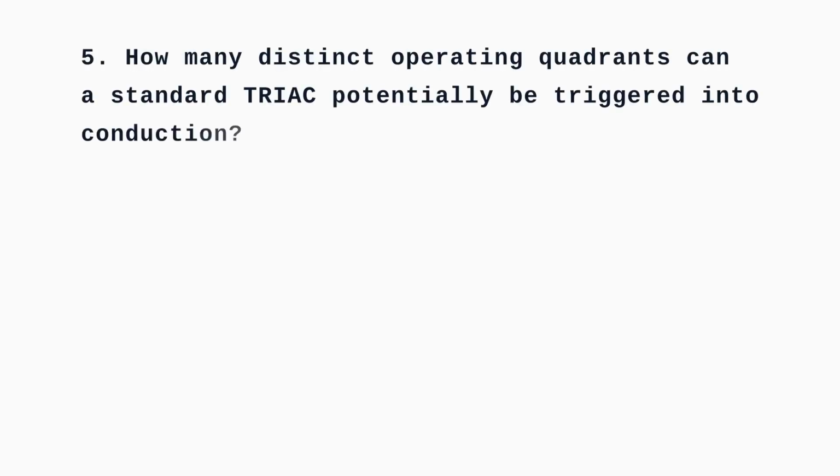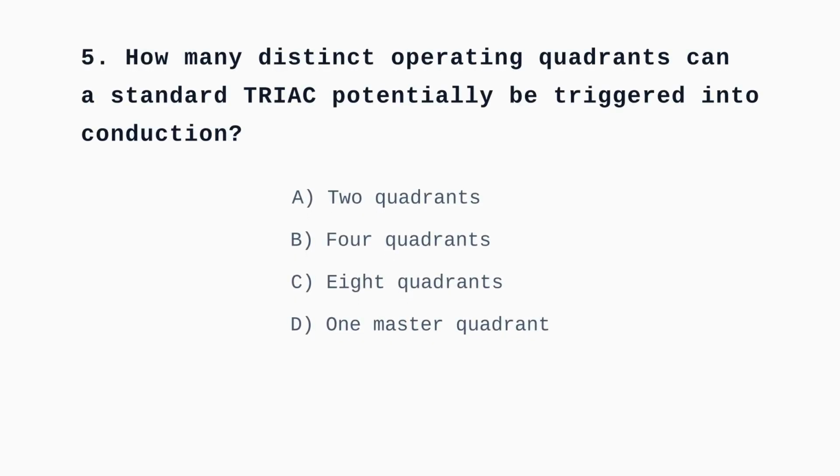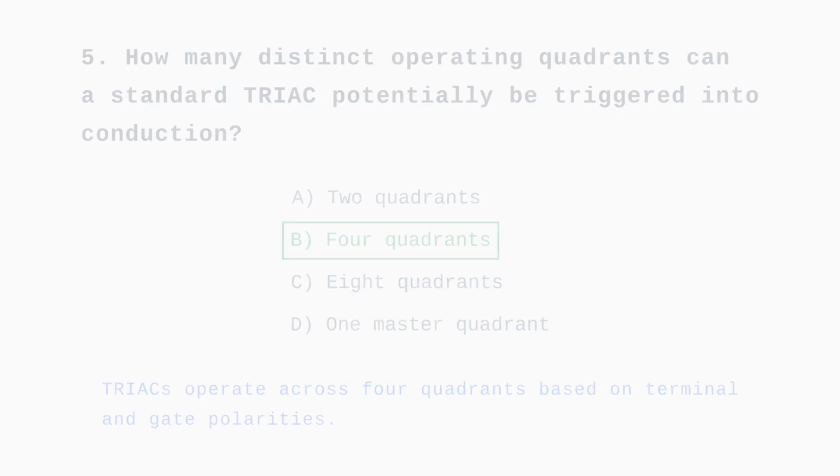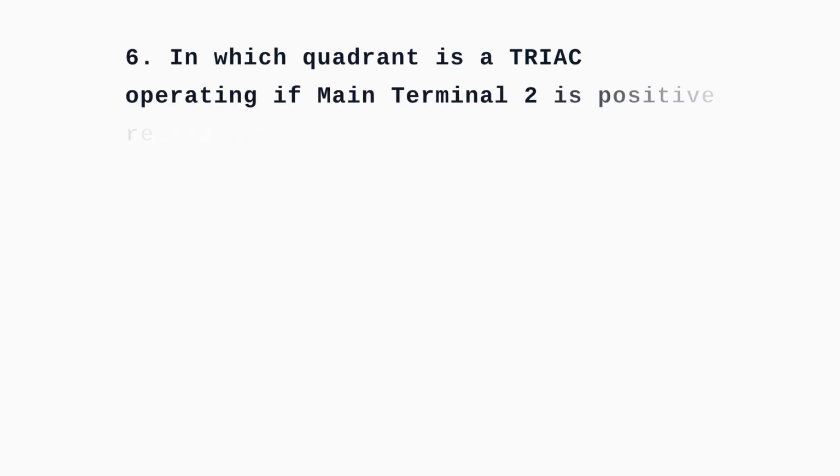MT2. Question 5. How many distinct operating quadrants can a standard TRIAC potentially be triggered into conduction? A standard TRIAC can be triggered in 4 distinct electrical quadrants, determined by the relative voltage polarities of MT2 and the gate terminal against MT1.